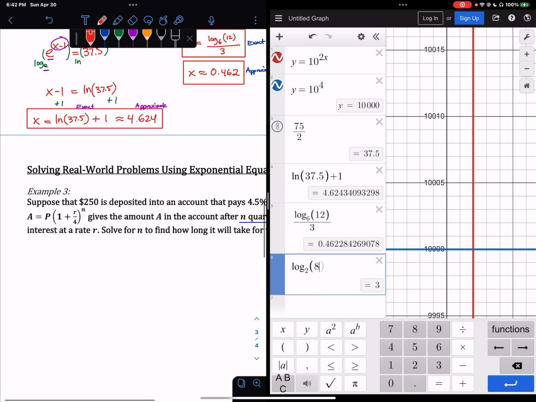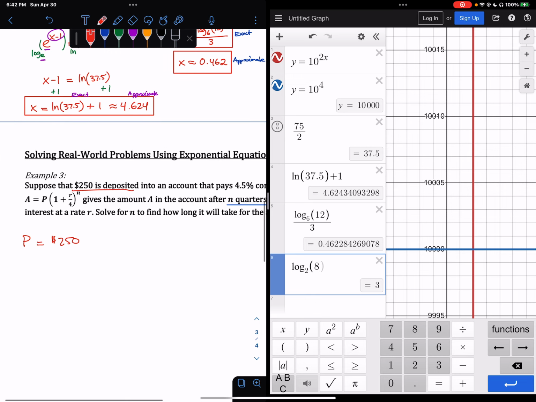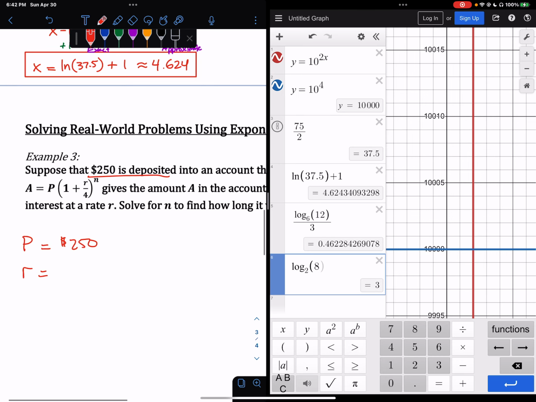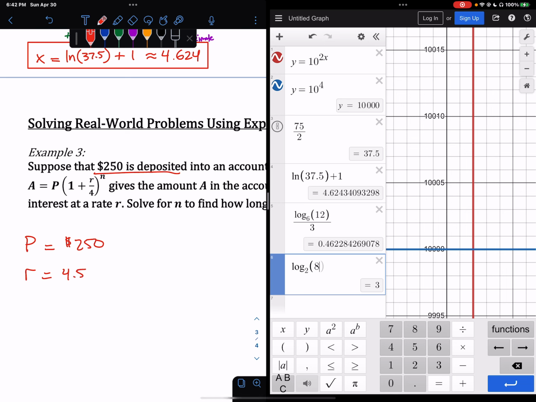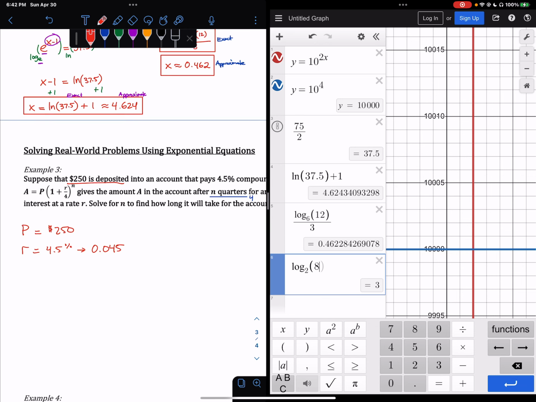Suppose that $250 is deposited. Okay, that's going to be our initial amount. So P is $250. Do we know what R is? Do we know what our interest rate is? Yeah, it's 4.5%, which translates to 0.045 as a decimal.